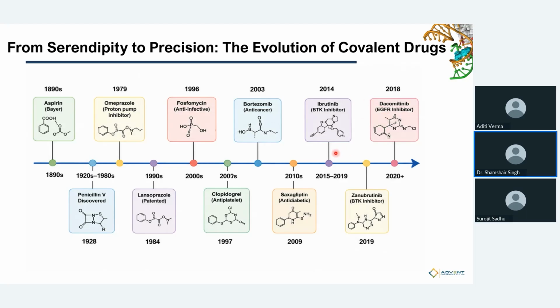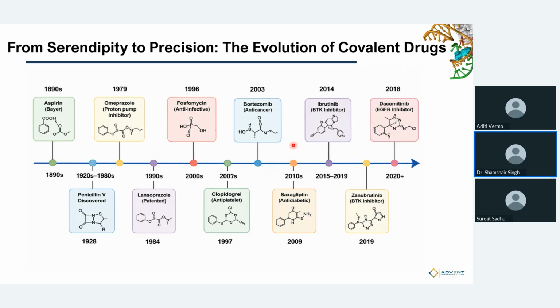Apart from these, in 2011 another drug, telaprevir, was approved as an HCV protease inhibitor. And there are KRAS G12C, glycine to cysteine, inhibitors, with drugs called sotorasib and adagrasib being approved.